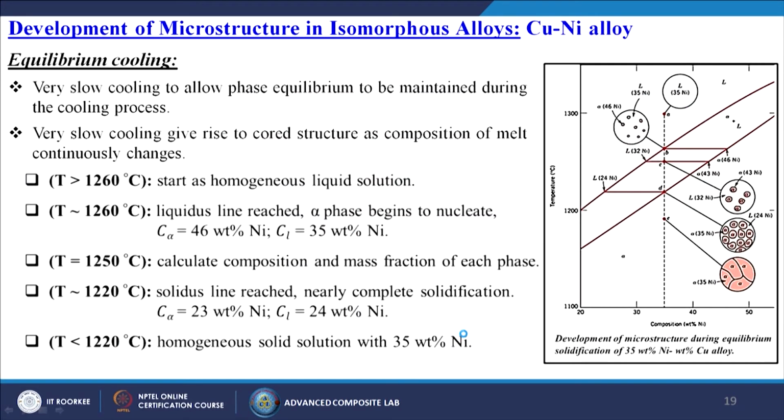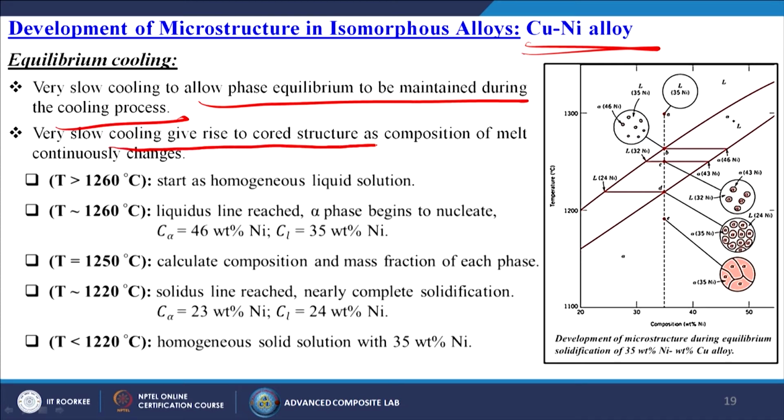Now, development of microstructure in isomorphous alloys. Suppose I give the example of the copper nickel alloy once again. In equilibrium cooling, very slow cooling, the two-phase equilibrium has to be maintained during the cooling process. Very slow cooling gives rise to cored structure as the composition of the melt continuously changes.